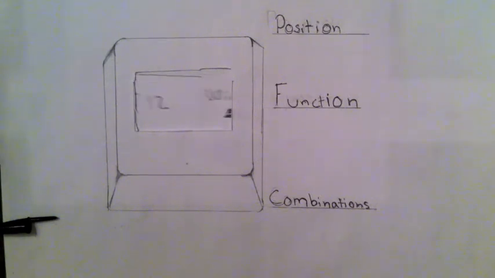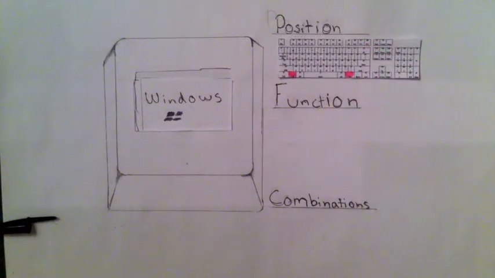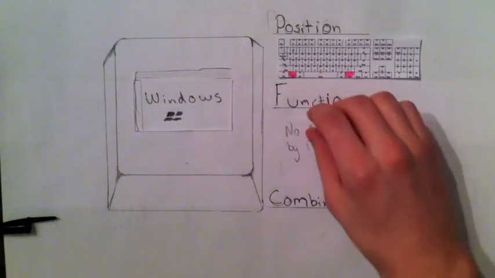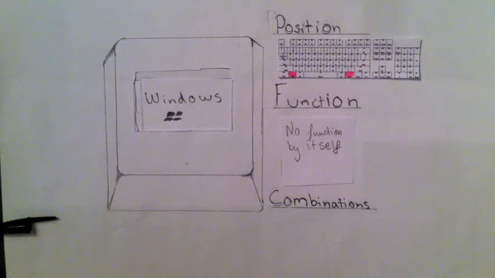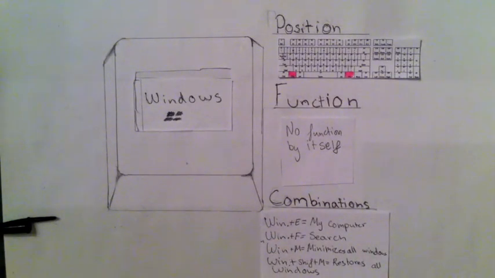Let's start with the Windows key, which can be found at the bottom of the keyboard on both sides of the spacebar. By itself, the Windows key has no function, but there are a number of combinations. These include Windows and E, which opens the Windows Explorer, Windows and F, which opens Search, Windows and M minimizes all windows, Windows, Shift, and M restores all windows to normal size.